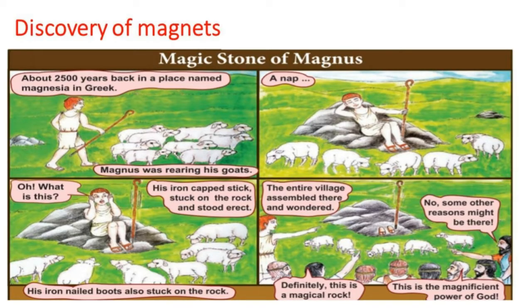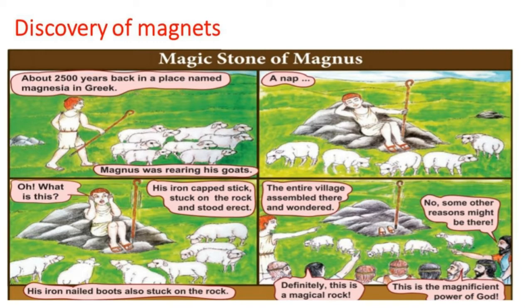Discovery of magnets. About 2500 years back, in a place named Magnesia in Greece, Magnus was rearing his goats. After some time, he took a nap. When he woke up, he was surprised. His iron-capped stick stuck on the rock and stood erect. His iron-nailed boots also stuck on the rock. The entire village assembled there and wondered. Each and every one expressed their views. What might be the reason for the stick to get stuck on the rock?